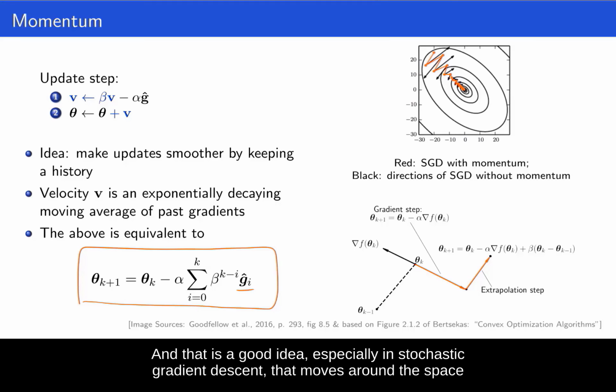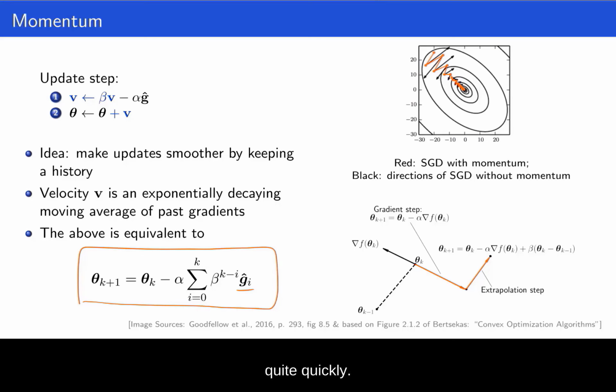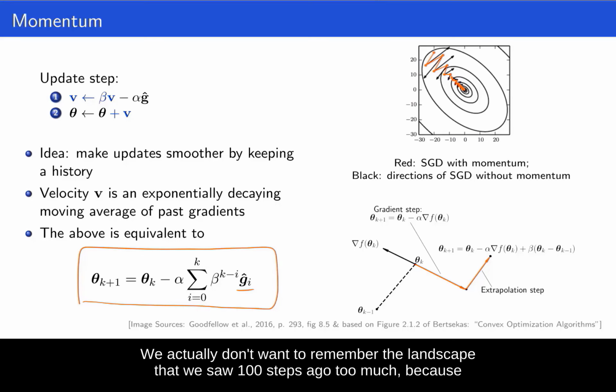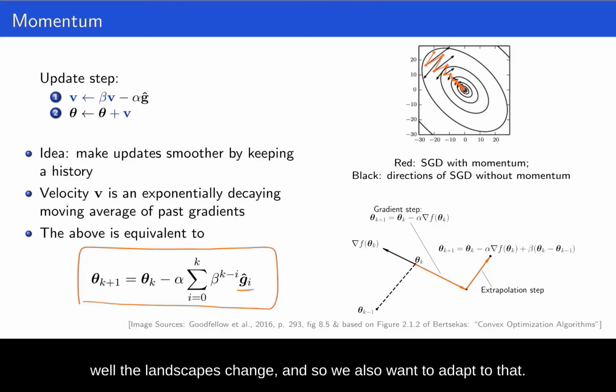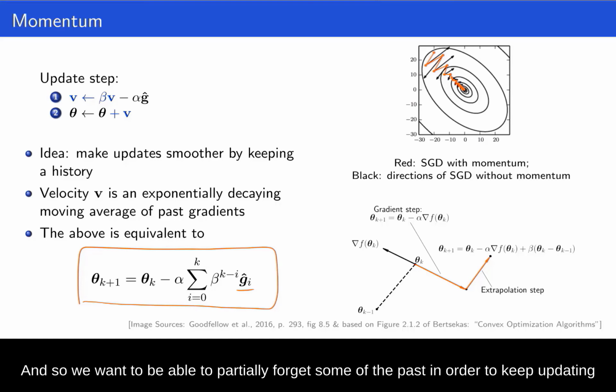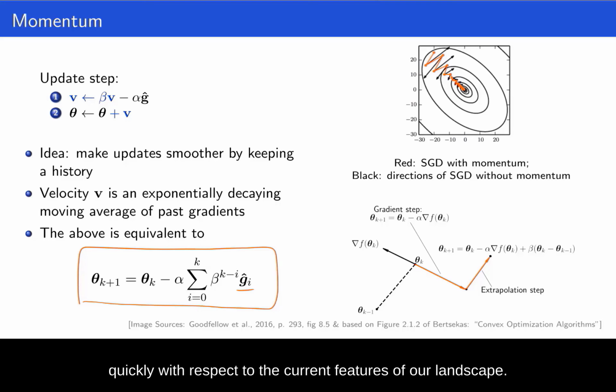And that is a good idea, especially in stochastic gradient descent that moves around the space quite quickly. We actually don't want to remember the landscape that we saw 100 steps ago too much, because the landscapes change, and so we also want to adapt to that. We want to be able to partially forget some of the past in order to keep updating quickly with respect to the current features of our landscape.